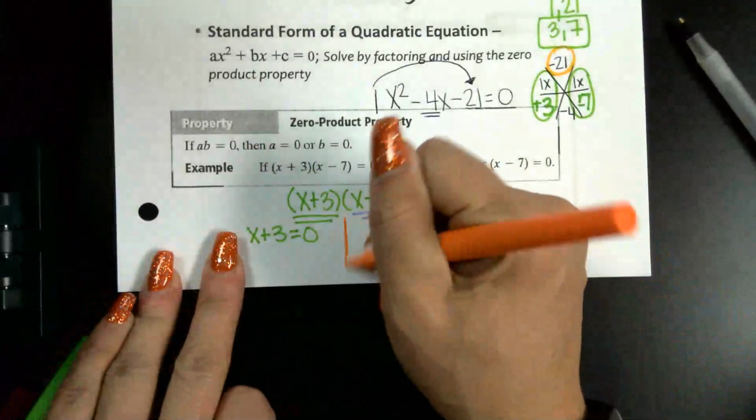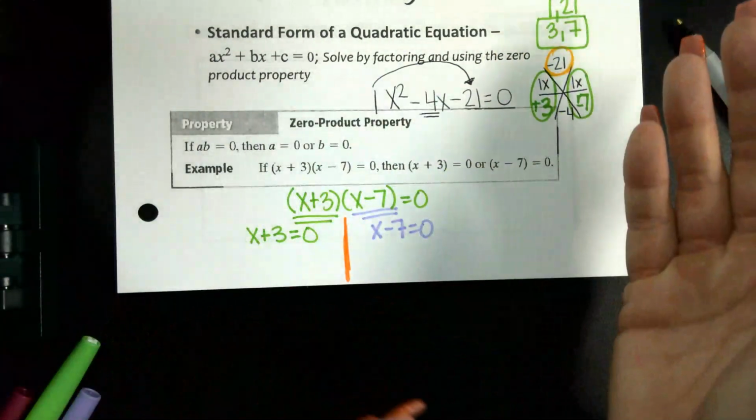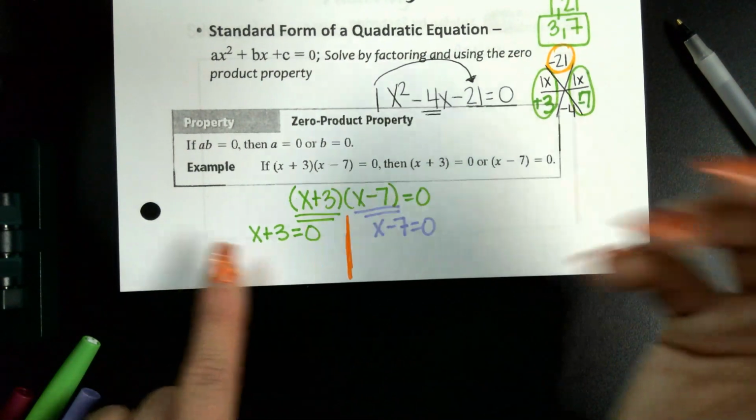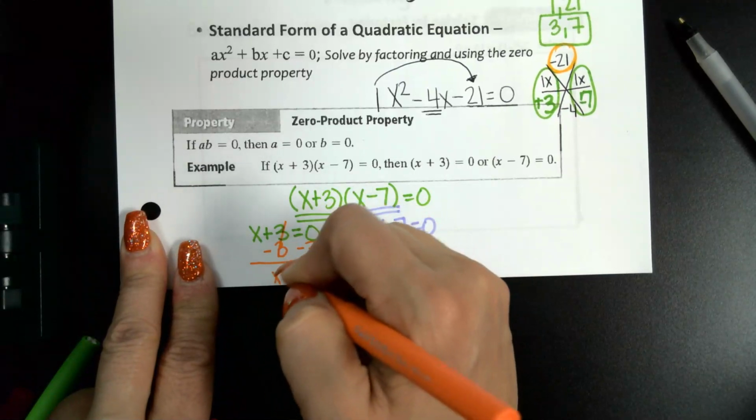And then all you have to do is solve each of those. And that's simple. Those are just one-step equations. How do you solve this one? Yep. So I'm going to get x equals -3.